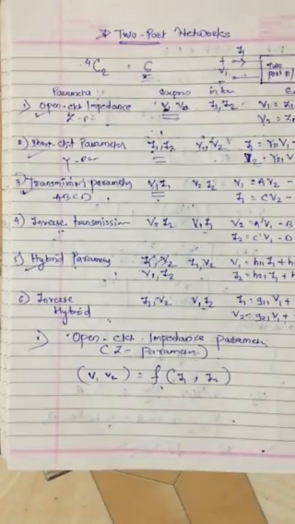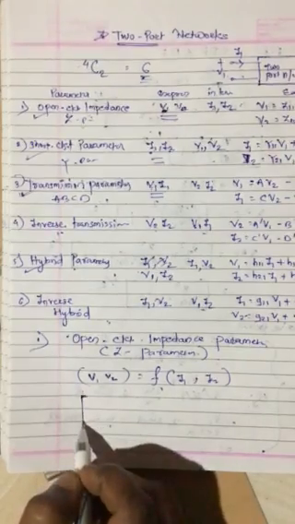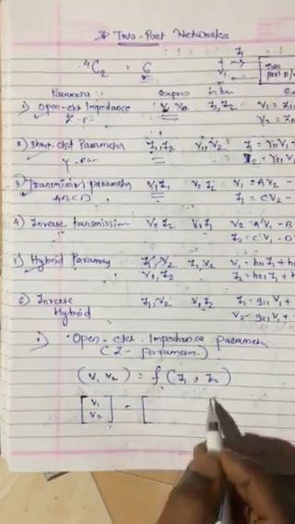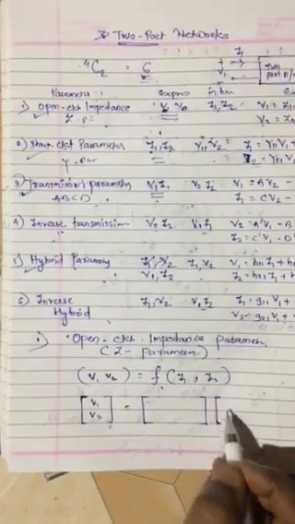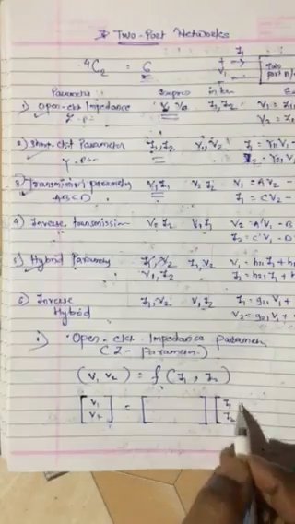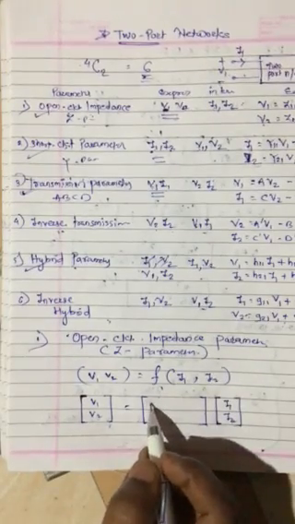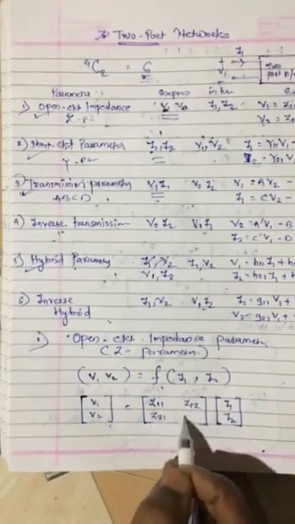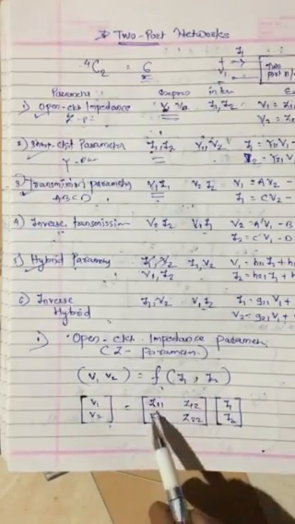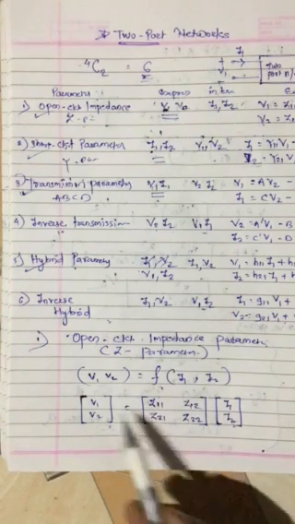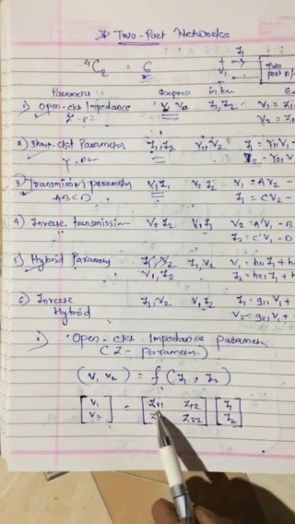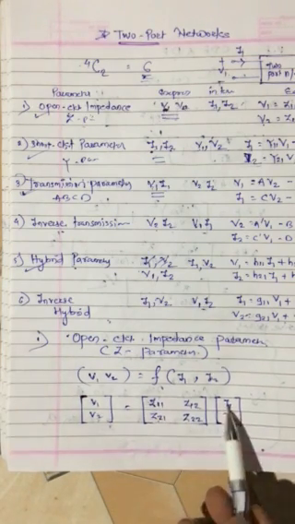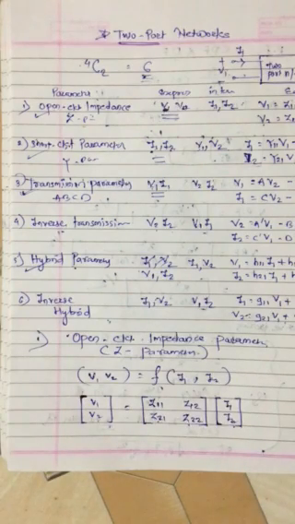The equations you also know. In matrix form, I can write the equation as V1 and V2 expressed in terms of I1 and I2. And what were the coefficients? Impedances Z11, Z12, Z21, Z22. So it becomes Z11 I1 plus Z12 I2 for V1. For V2 it becomes V2 equal to Z21 I1 plus Z22 I2.